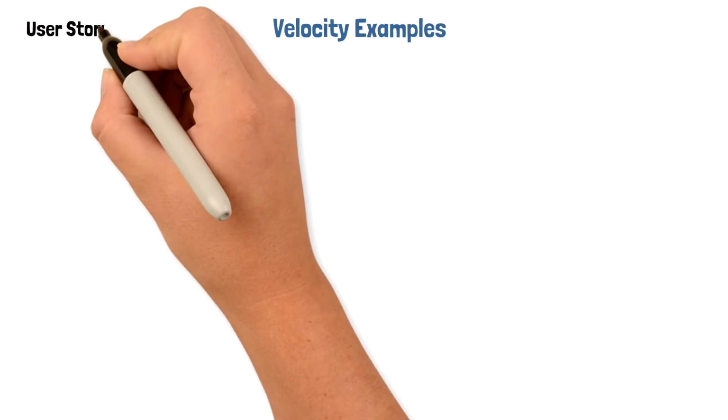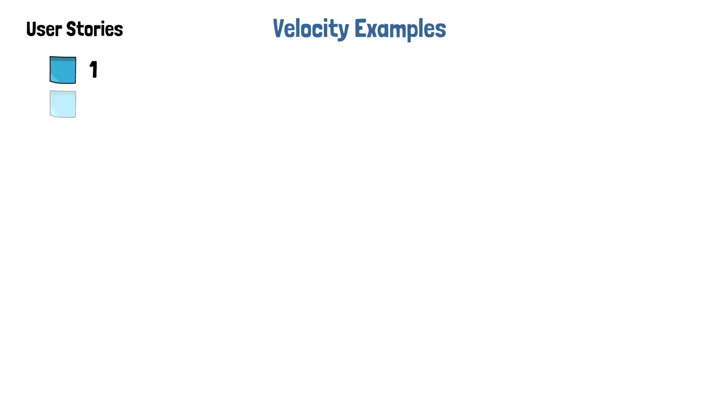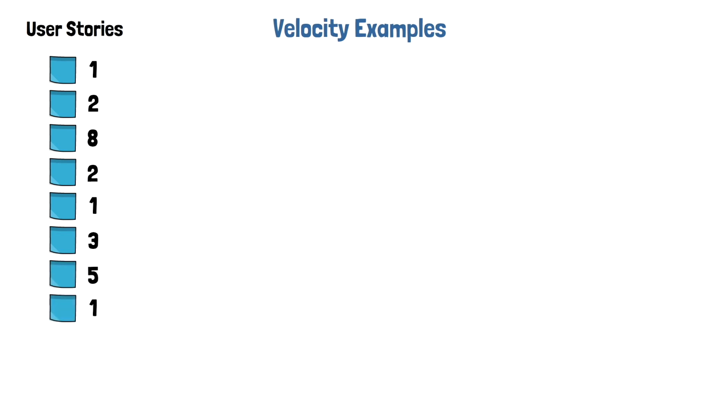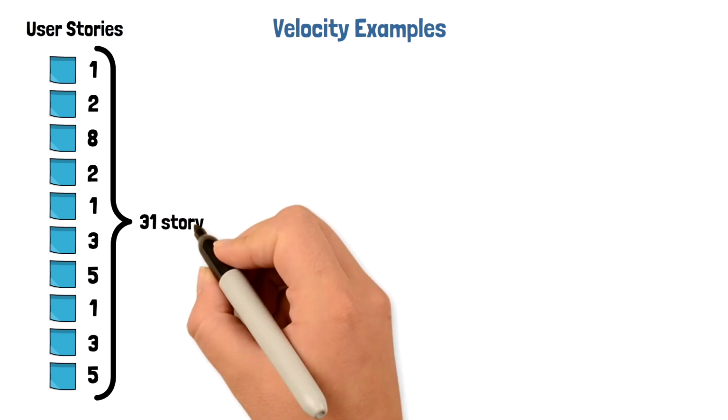Let's look at some examples on how velocity can be used for sprint planning and release planning. Let's say all your user stories are estimated in story points. Your team started the sprint with 10 user stories, and all user stories are different sizes, as shown right here. The total of user stories add up to 31 story points.